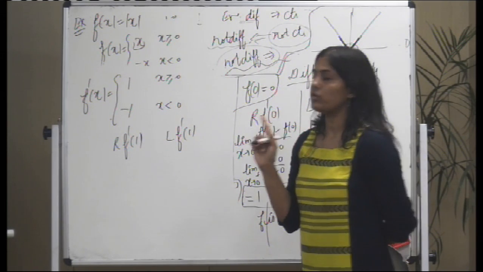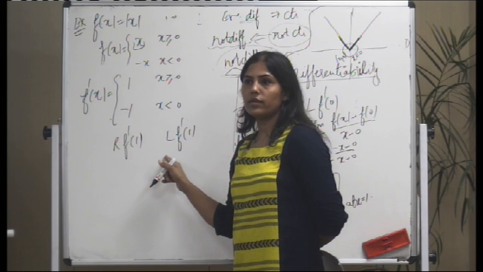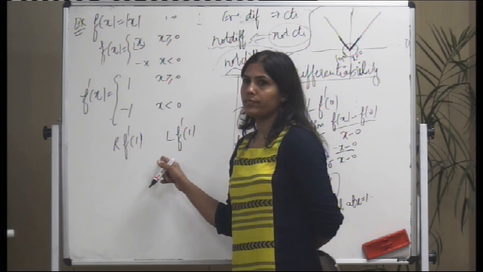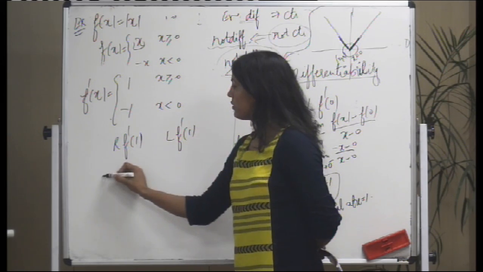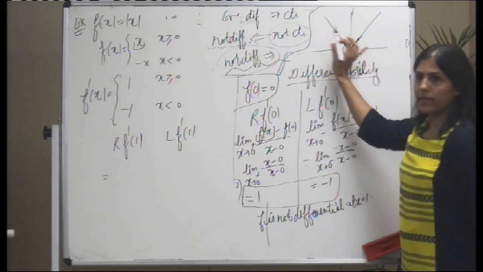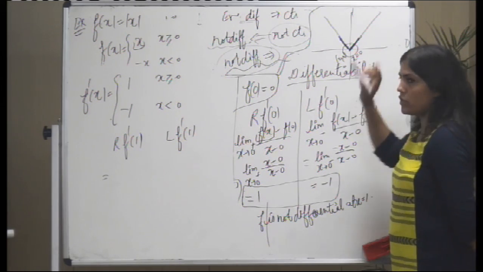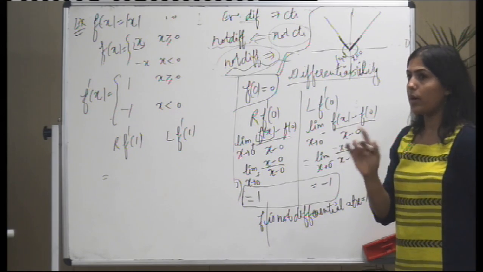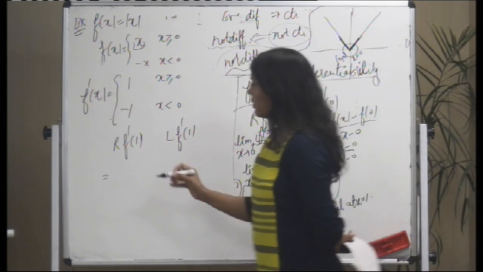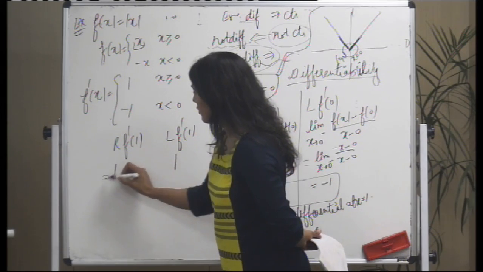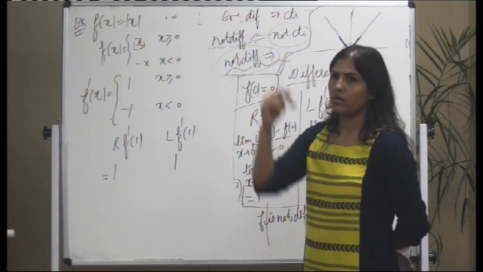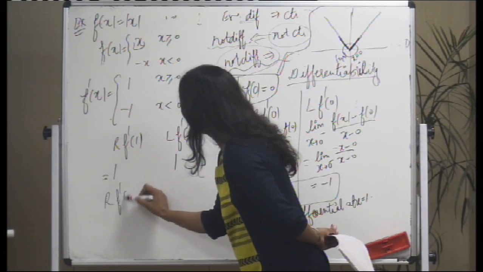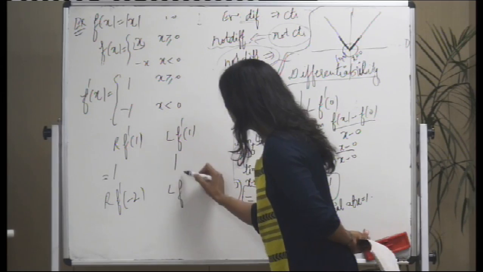For this function, right hand derivative at 1 and left hand derivative at 1. What is the value? Tell me now. By the graph it is very clear that at 0 it is not differentiable, otherwise it is differentiable. So the value will be the same, but what value does it have? Yes, 1 and 1. You didn't answer, so I thought you were thinking and didn't know. 1 and 1. Now tell me the right hand derivative at minus 2 and the left hand derivative at minus 2.